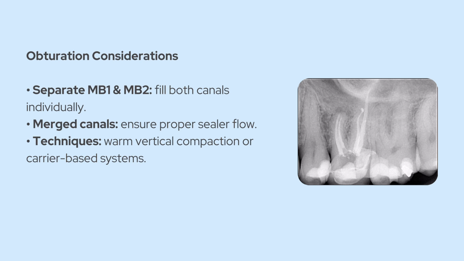And finally, sometimes, despite your best efforts, you just can't locate MB2. In those cases, it's really important to refer the patient to a specialist, an endodontist, who has the equipment and expertise to manage complex cases. If the tooth is severely calcified, you might need an endodontic microscope and CBCT imaging to locate MB2 accurately. In some cases, a pulpectomy can be done as an interim measure to relieve symptoms before referral.